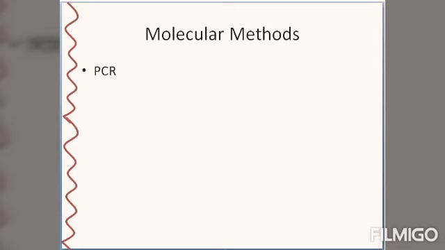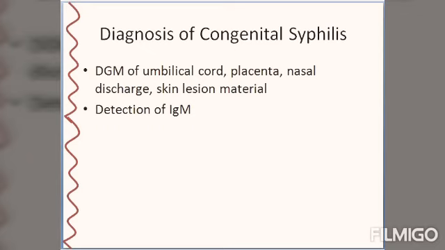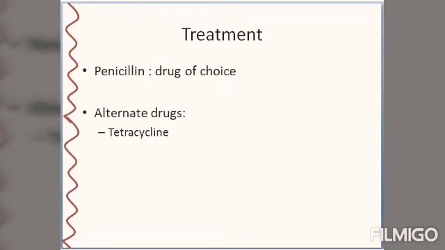Diagnosis of congenital syphilis is by direct dark ground microscopy of umbilical cord, placenta, nasal discharge, skin lesion material, and also IgM antibody can be detected which indicates recent infection. Next is about treatment. Penicillin is the drug of choice. Alternatively, tetracycline can also be used.